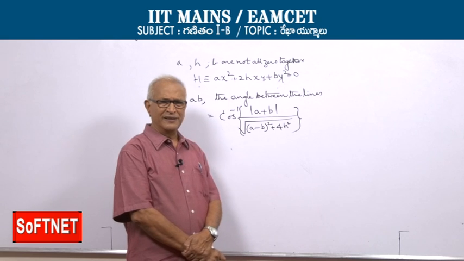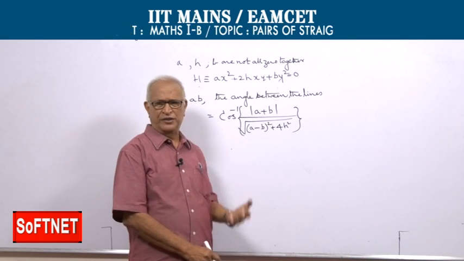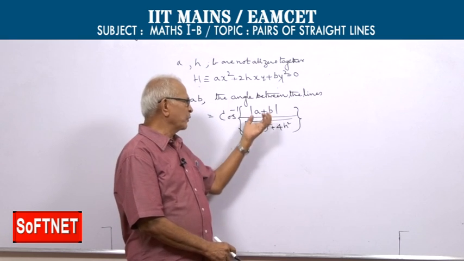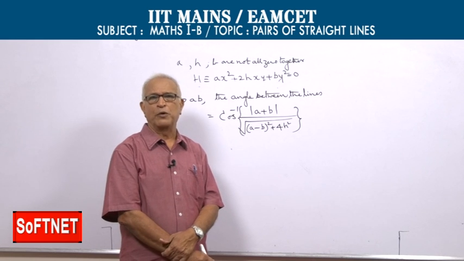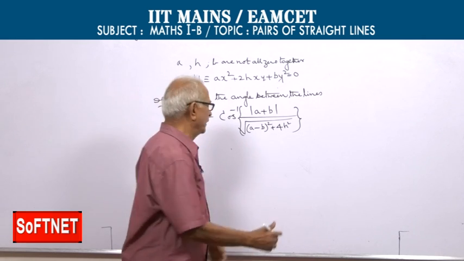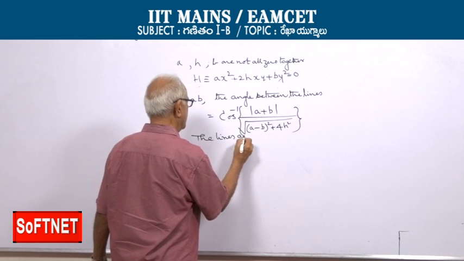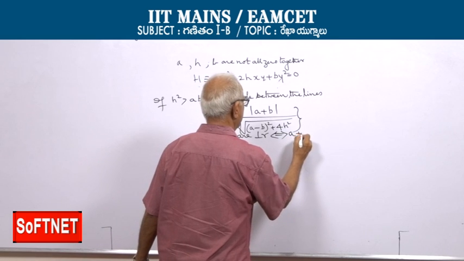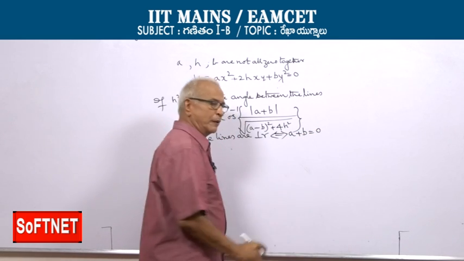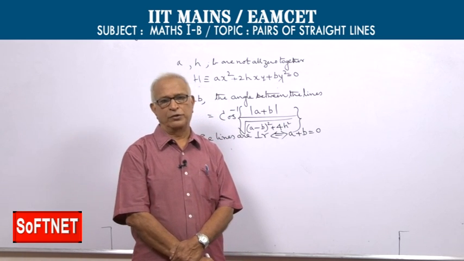Well, you can see that these lines are perpendicular if and only if this angle is 90 degrees. But this is 90 degrees if and only if mod A plus B by root of A minus B whole square plus 4h square is 0. That means mod A plus B is 0, or A plus B equal to 0. The lines are perpendicular if and only if A plus B equal to 0. Very important condition. That means the sum of the coefficients of x square and y square in the equation H equal to 0 must be equal to 0.